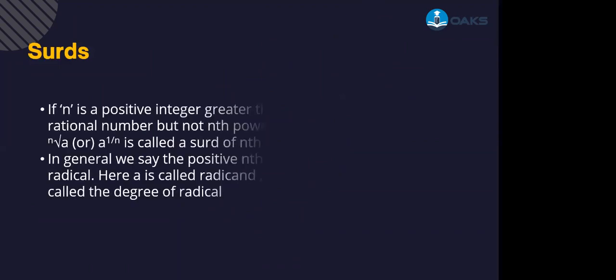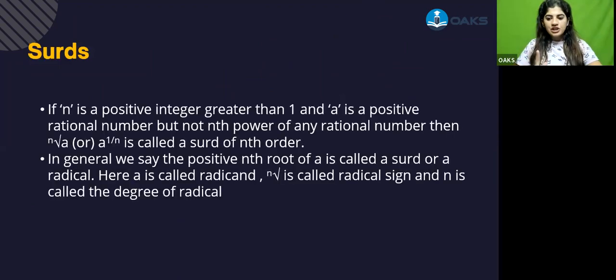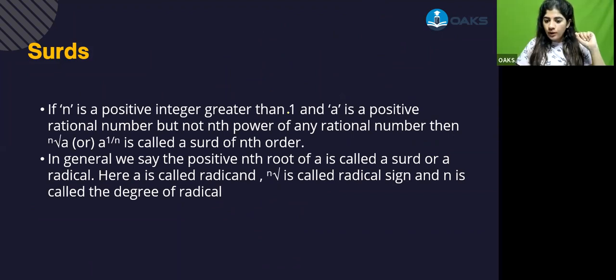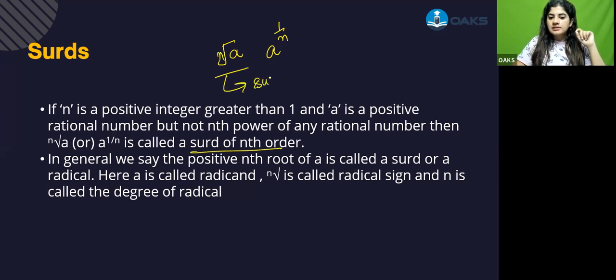Okay, great. So I'm just telling you one last definition, then we are moving on to the quiz. Just listen to this. If n is a positive integer greater than 1 and a is a positive rational number but not the nth power of any rational number, then a raised to power 1 by n will be known as the radical of nth order. This is the definition.